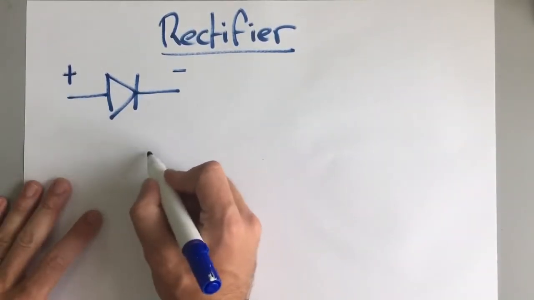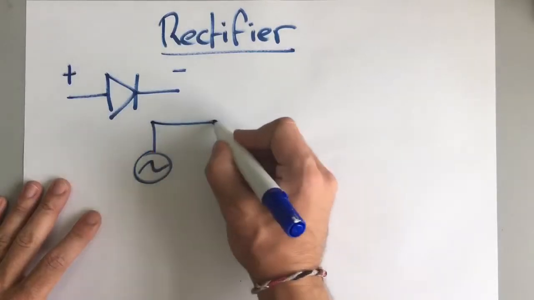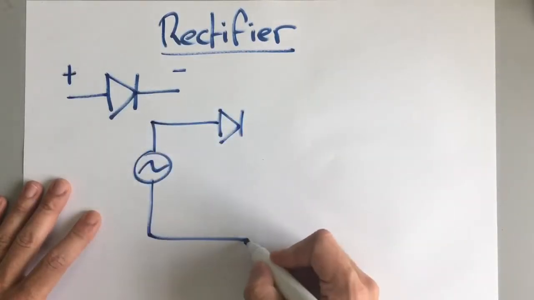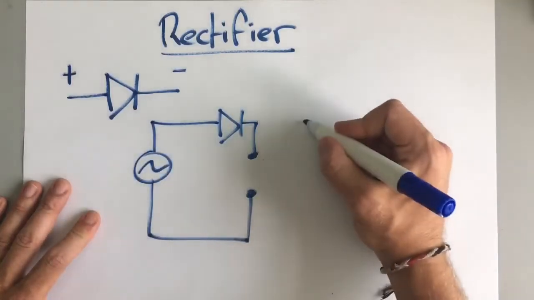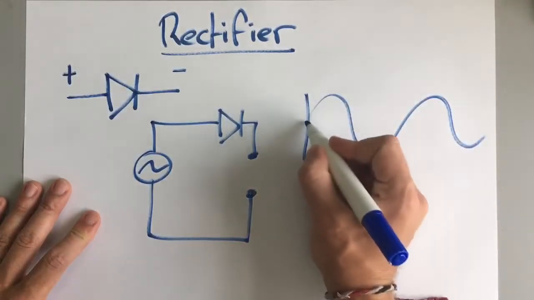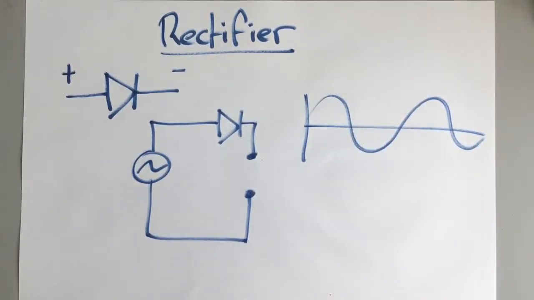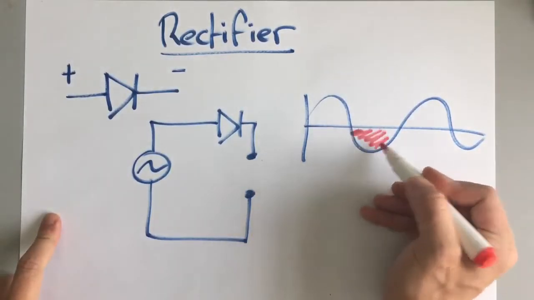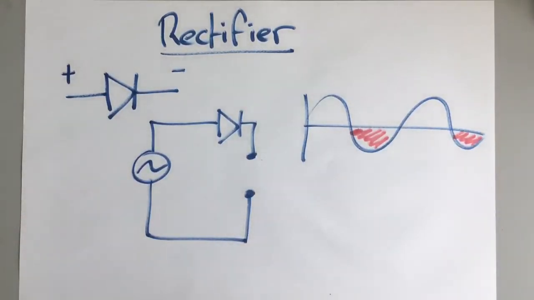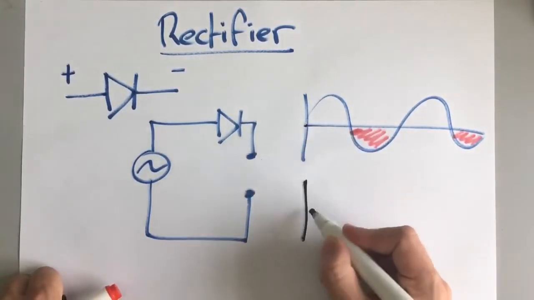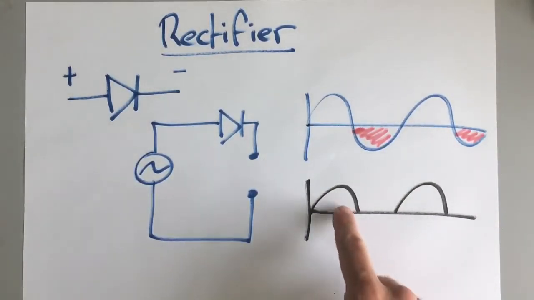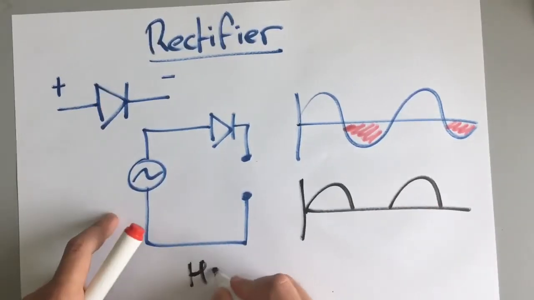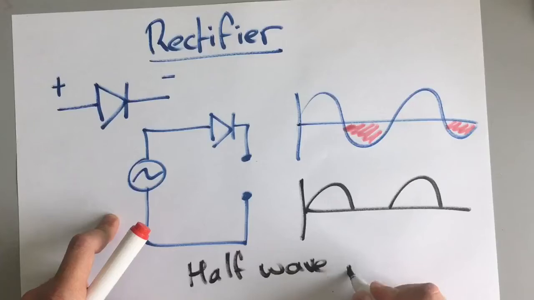That's fine, and so what that means is if we have an AC supply and then we put a diode in there and then we have an output here, we go from the AC current like that, and then the diode only lets the current flow in one direction, so we get rid of this bit and we get rid of this bit because the current can't flow that direction, so our output wave looks something like that. And that, because you get half the wave, is called a half-wave rectifier.